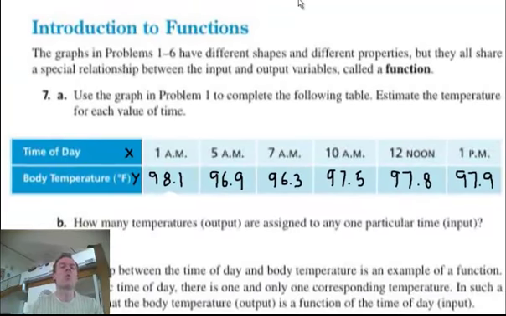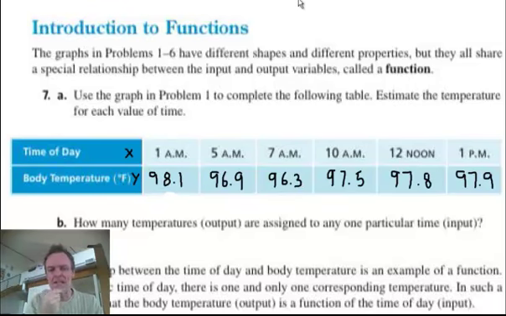So what this question below is trying to ask is: how many temperatures are assigned to any one particular time? Now remember, time's the important thing. This is the x-axis. That's the input. What I put in, what do I get out of this? I get a body temperature. That's just the answer. So x-axis the time, y-axis the temperature.